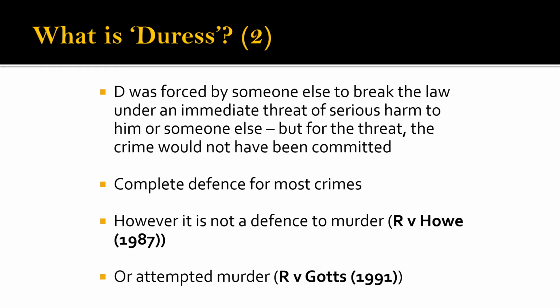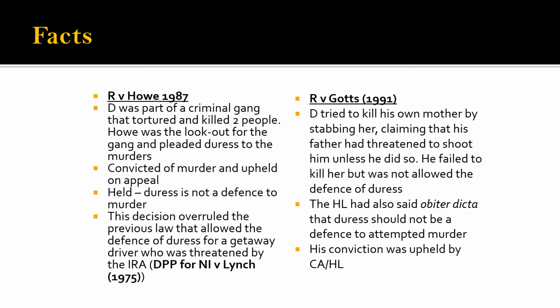So we'll have a look at the facts of these just as a refresher. So you've got the case of Gotts and you've got the case of Howe. So in Howe, this case actually involved more than one defendant. Two defendants that appealed were Howe and Bannister. So Howe and his co-defendant, Bannister, they joined a criminal gang, but on the facts they didn't appear to understand the severity and the nature of what the gang carried out.